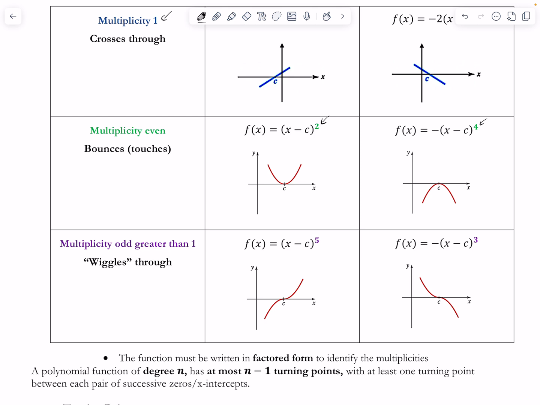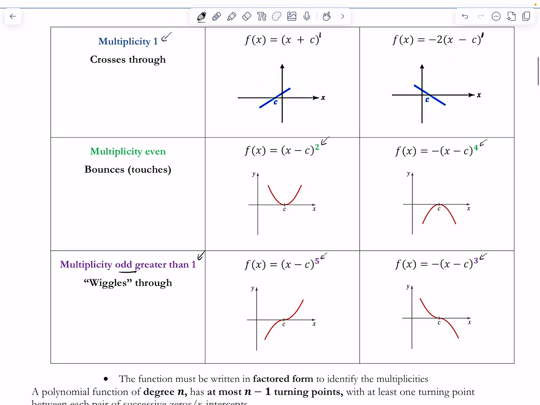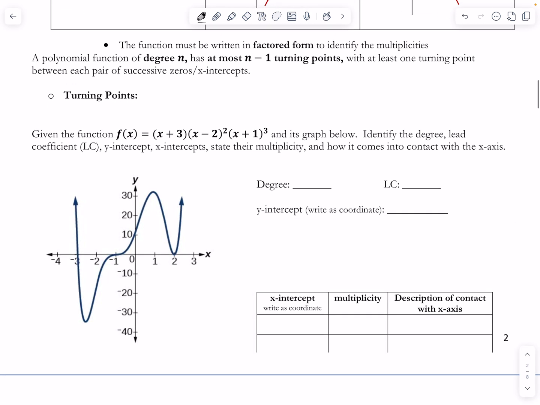It's going to bounce and come back, or touch and come back. And then finally, this last one here is an odd multiplicity, but the key thing is the number is greater than 1. So you'll notice a triple root, and you'll see this here to the 5th power. Those odd numbers that are greater than 1 are going to what we call wiggle through. So they're going to cross through, but it's going to look a little bit different than the one that has just a single root.